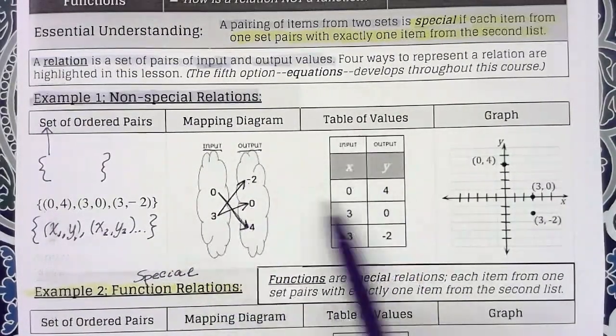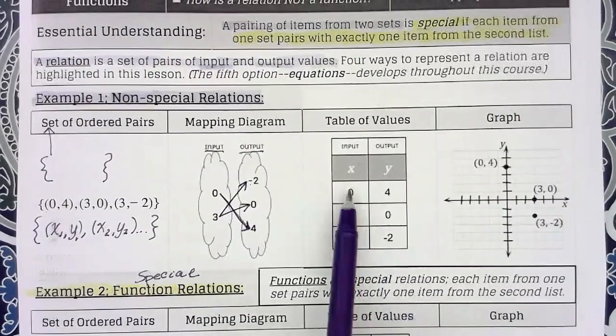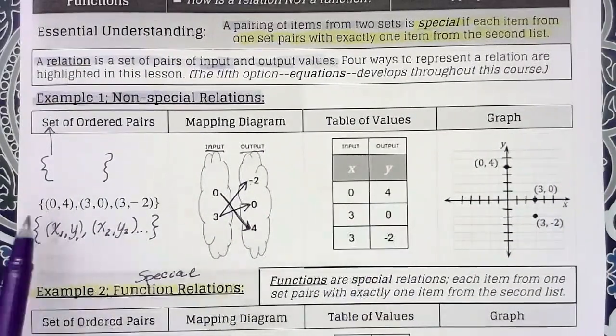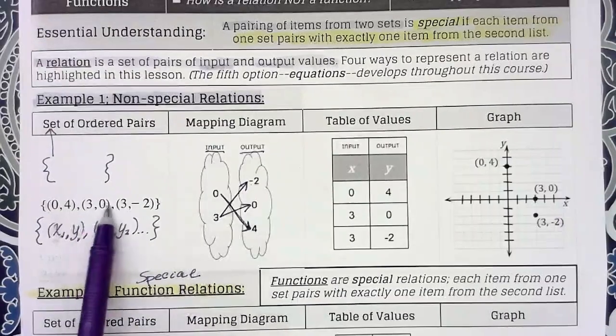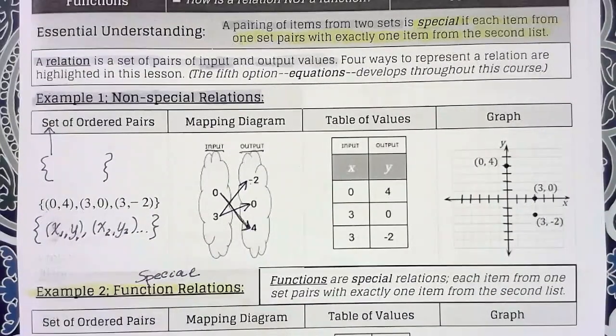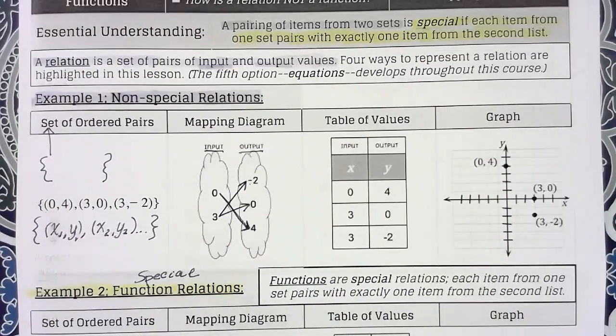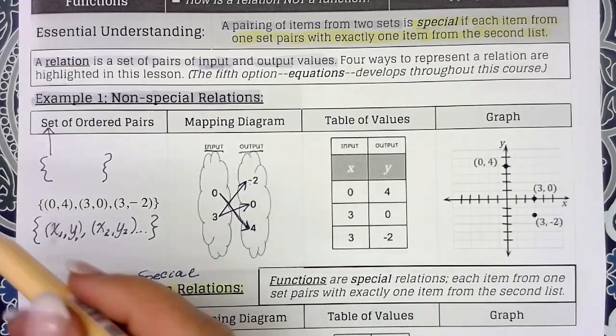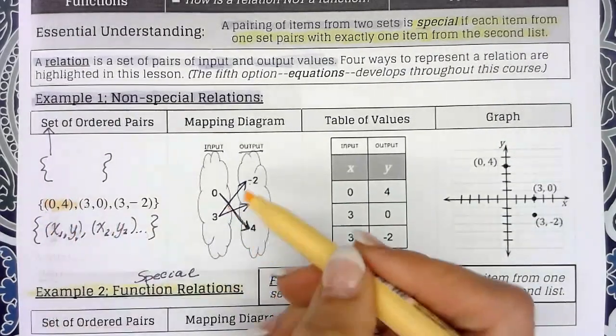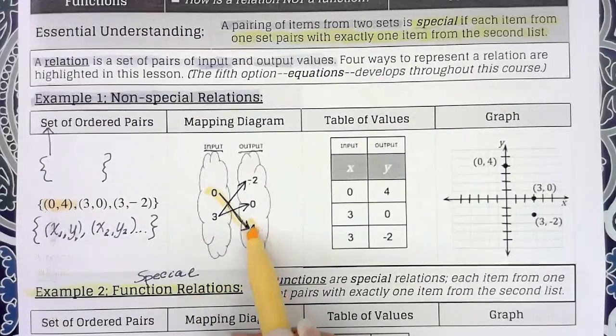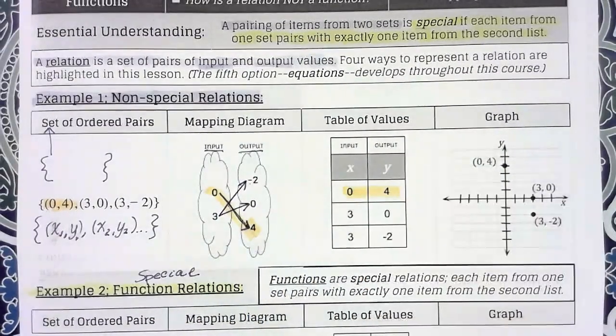Table of values is quite similar, but you would repeat a value. Side by side, you see your ordered pairs. There's 0, 4. Here's 3, 0. And here is 3, negative 2, okay? And then my graph on the side. Just to kind of point out a few things. So here, 0, 4. Here is 0, 4. There is 0, 4. Ordered pair.